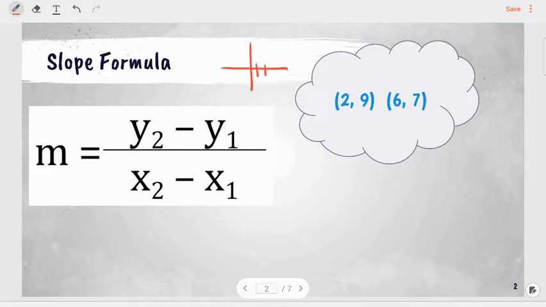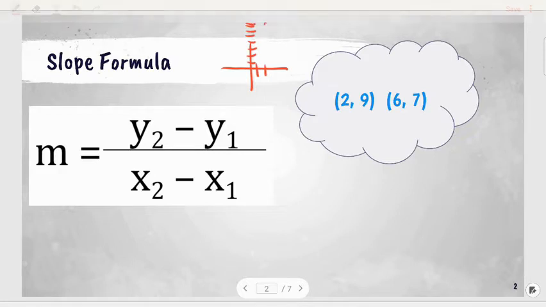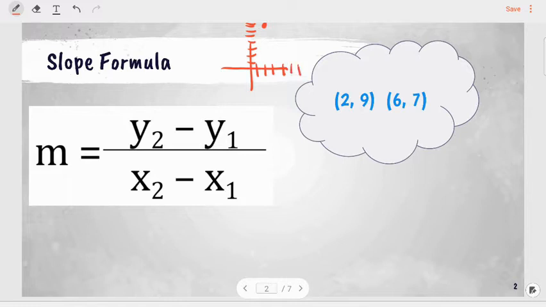So (2, 9) is over 2 and up 3, 4, 5, 6, 7, 8, 9. Okay, and (6, 7) is over 6 and up 7, here. So I can tell by my picture that my slope should be negative. Okay, but it took me a long time to draw that graph, and maybe there's a faster way in order to find my slope. And there is.